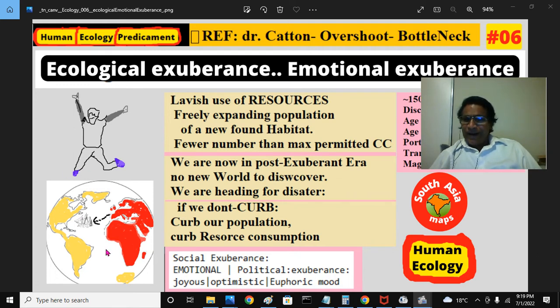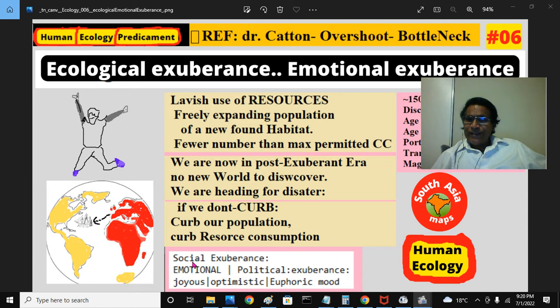For the entire planet, humans, there is no more land to discover. So we are heading for a disaster if we do not curb this population, almost 8 billion, 8,000 million people on planet Earth. This is the only one planet. Earth is an island in the entire universe where the habitat is present for living organisms to survive.